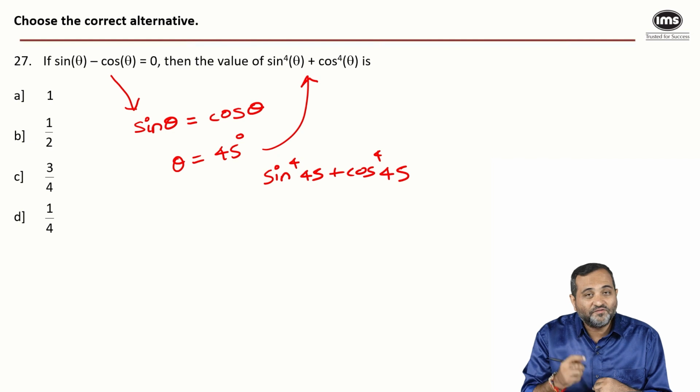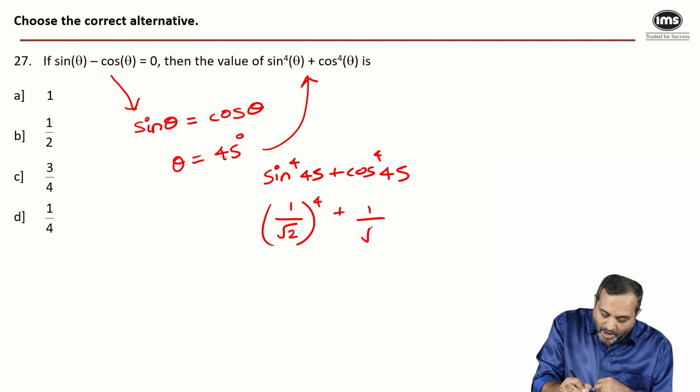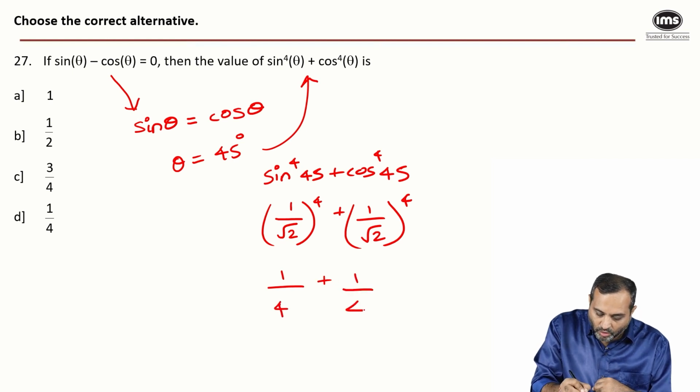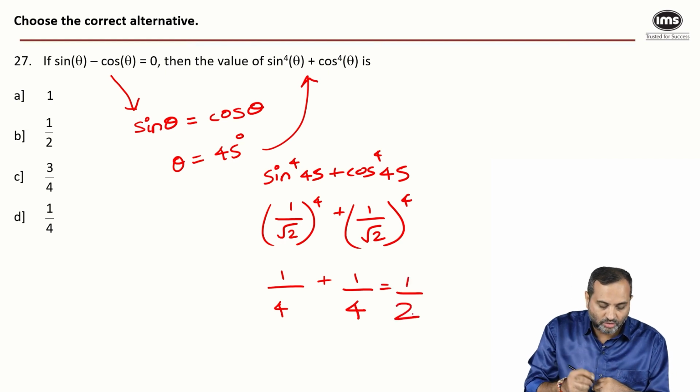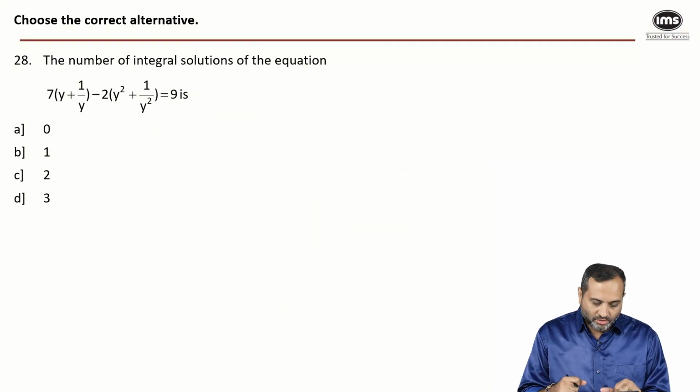I know sine 45 is 1 by root 2. So this becomes 1 by root 2 the whole raised to 4 plus 1 by root 2 the whole raised to 4. So this is 1 by 4 plus 1 by 4. What is 1 by 4 plus 1 by 4? 1 upon 2. Which option? Option B. Let's look at the next question.